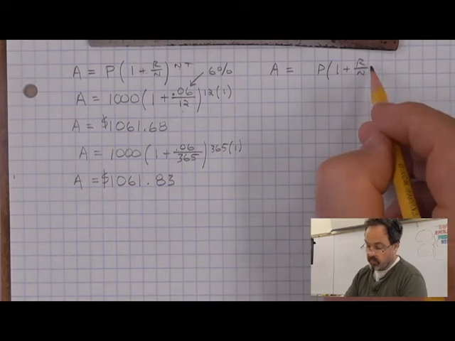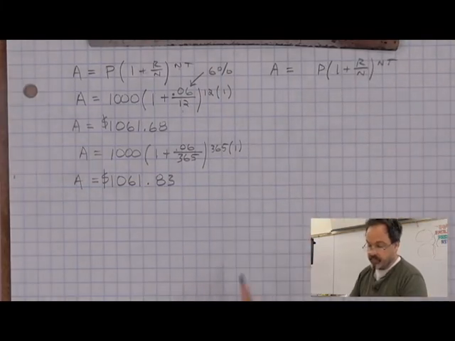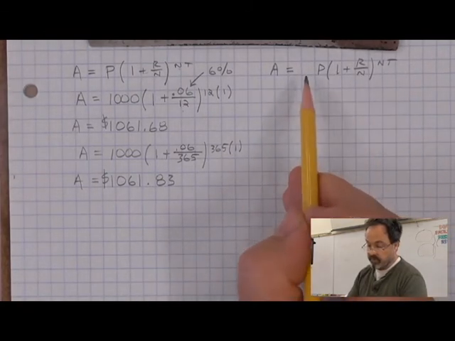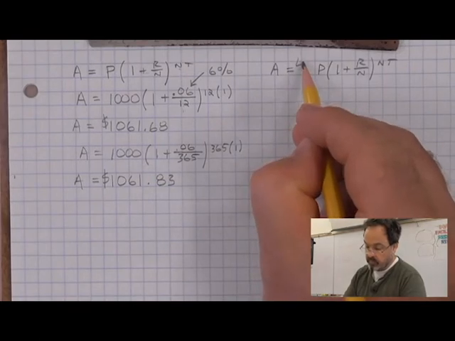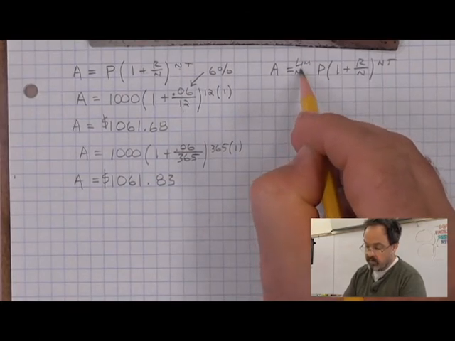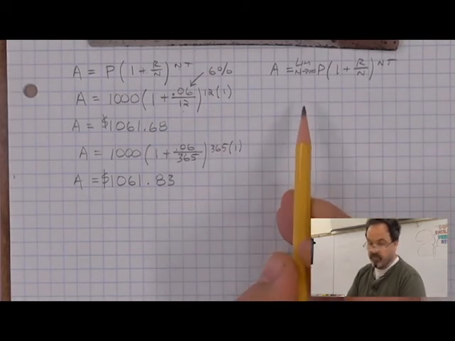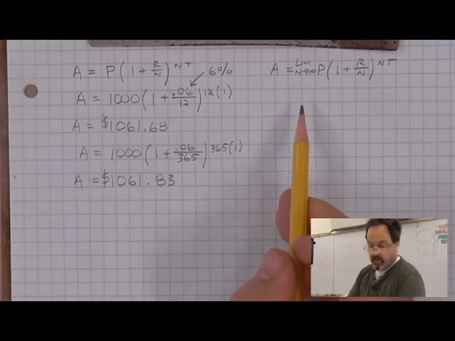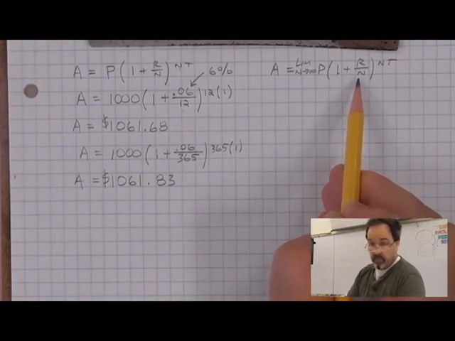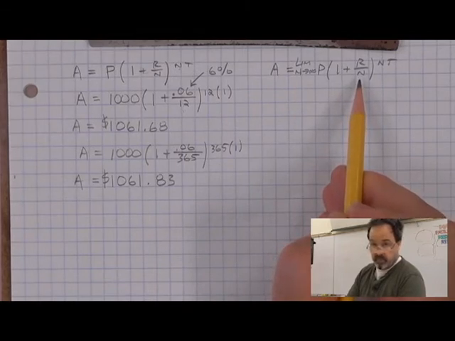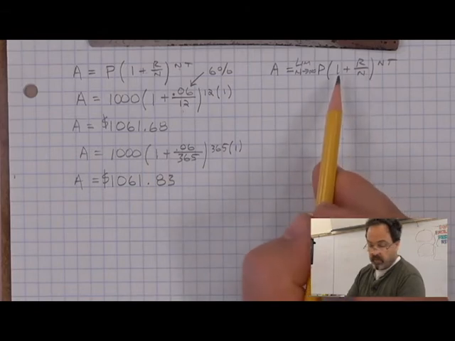P times (1 plus r divided by n) to the n times t. But I've left some space before this expression because I'm going to use the concept of the limit and take the limit of this expression as n, the number of compoundings, goes to infinity. Now, we can't put infinity in as a number. Infinity is a concept, so we need the limit laws and the ways that we solve and take limits.